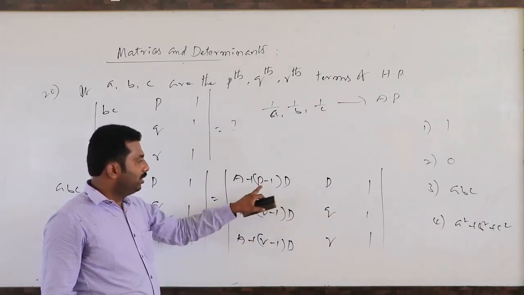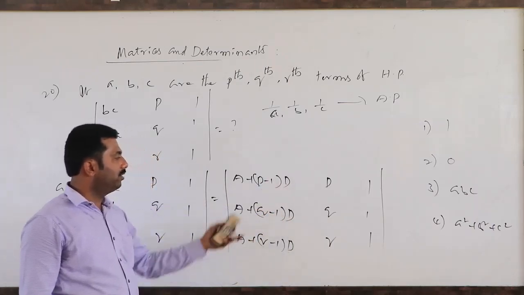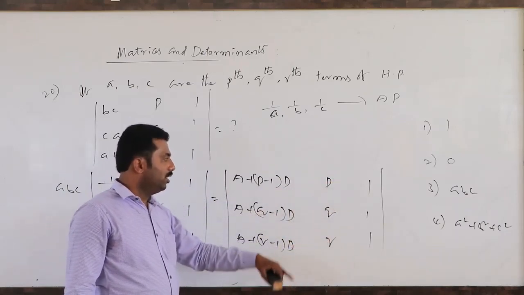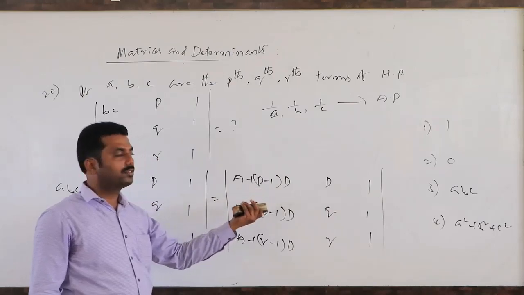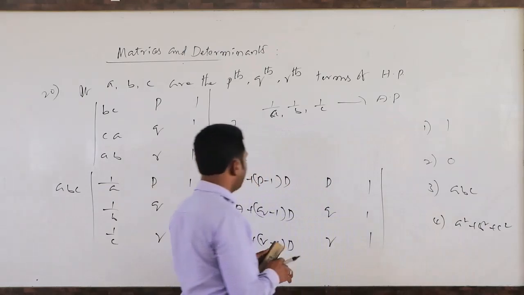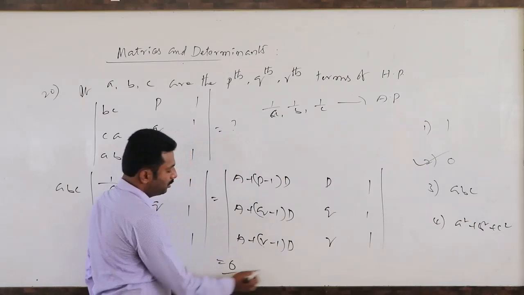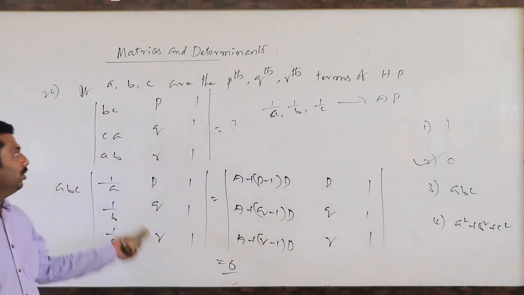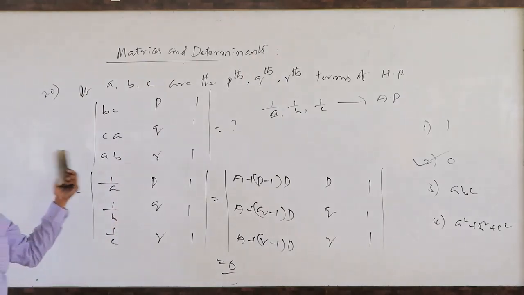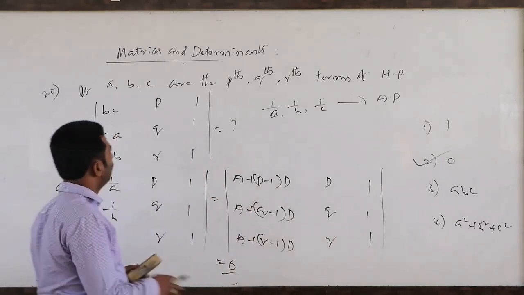Then the second determinant: (p minus 1) into d, (q minus 1) into d, (r minus 1) into d. If I take d common, we have p minus 1, q minus 1, r minus 1. So if I take C2 minus C1, that determinant is also 0. So finally the value of the determinant is always 0 only. So we have to give the direct answer, nothing but 0. Whatever AP, GP, HP they give, the determinant is 99% 0. Otherwise, if you want, you can expand like this, and the answer will come.